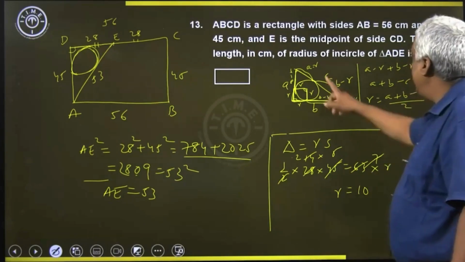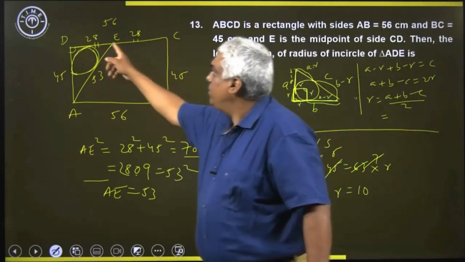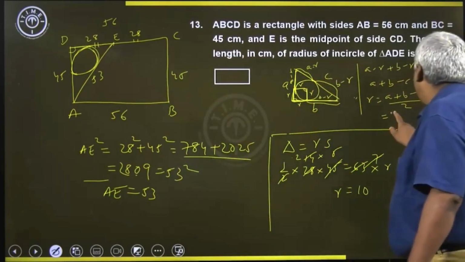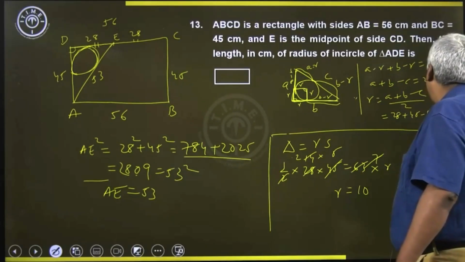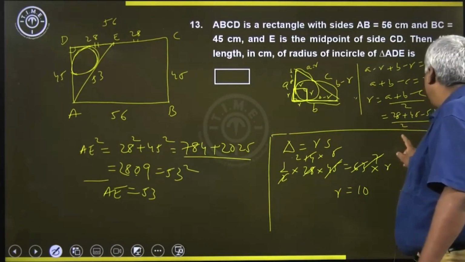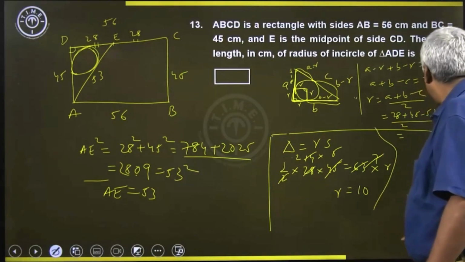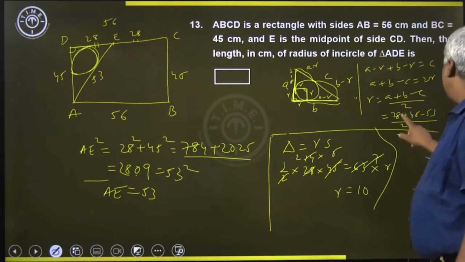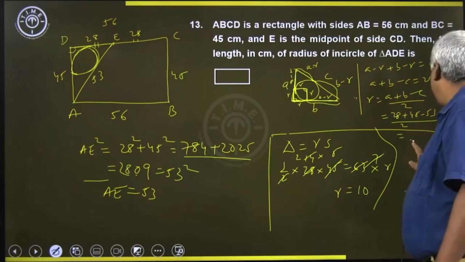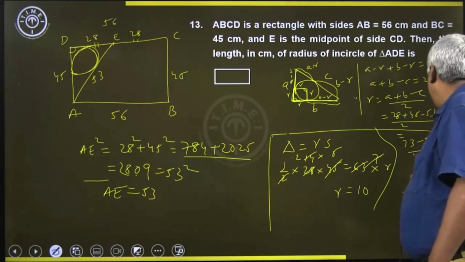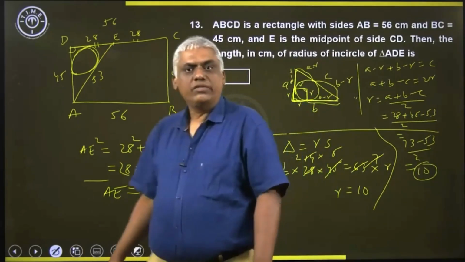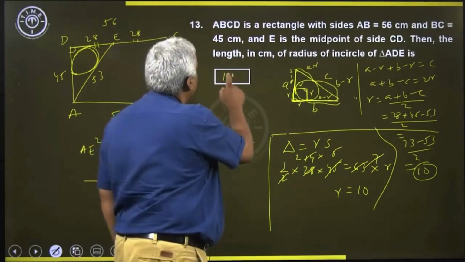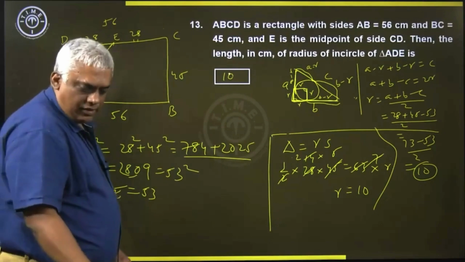So here a, b are the perpendicular lengths, so a, b are 28 and 45, so 28 plus 45 minus 53, right, by 2, okay? So this will be how much? This will be 20 by 2, which is 10. So answer is 10 for this question. So value of r is 10. Okay. Now let's see the next question.